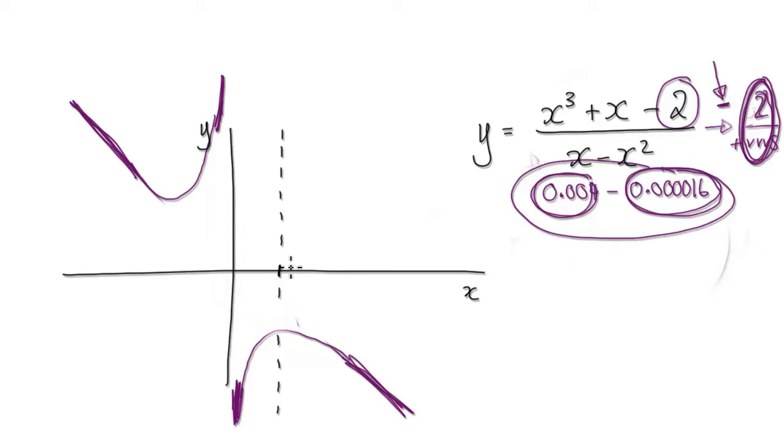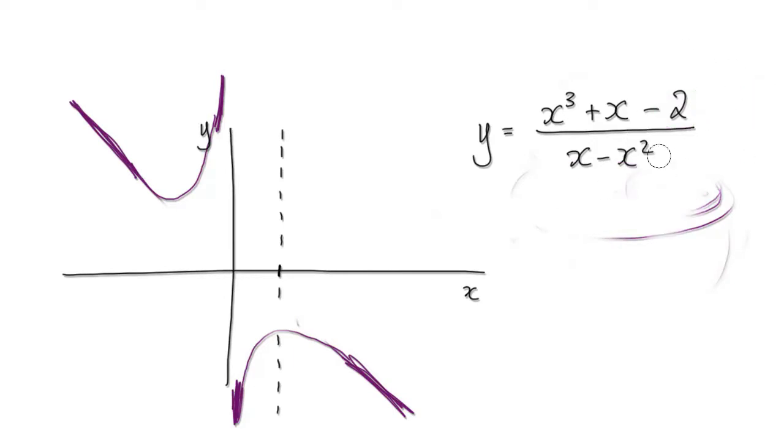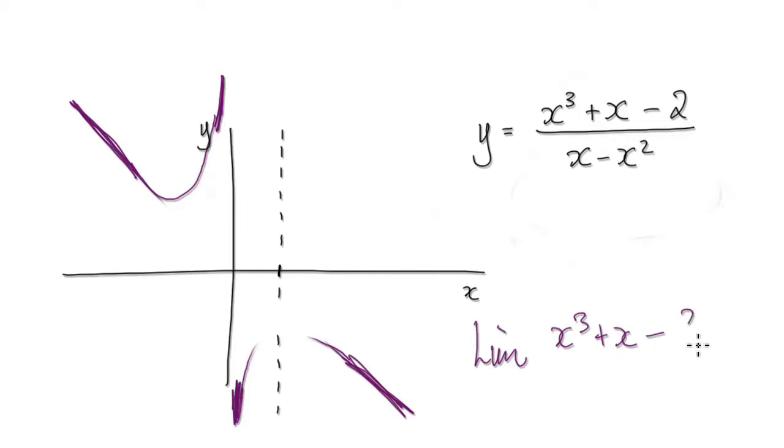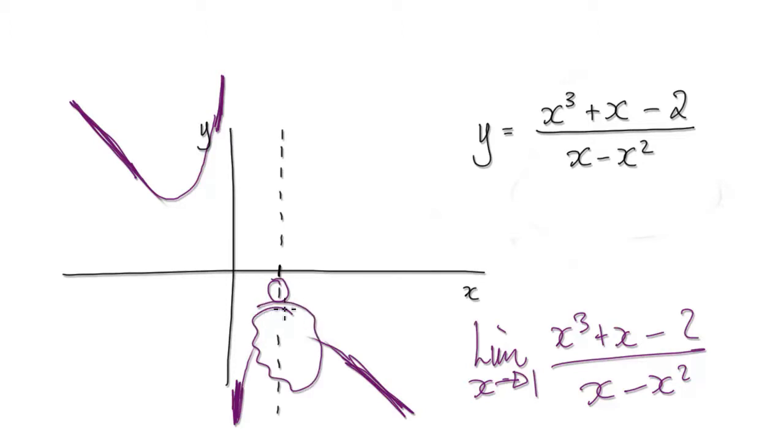But we know that dead on 1, it breaks down. So something weird is happening around 1. I don't know what's happening around 1. So let's investigate what happens when you take the limit of that whole thing as x heads towards positive 1, because we know it breaks down at 1. We just don't know what's happening around this region here. So we now need to investigate the limit of this.